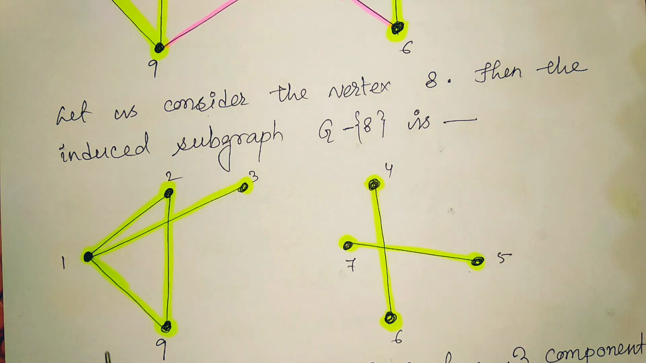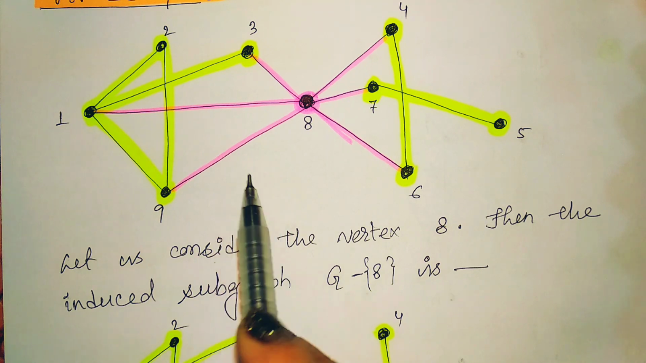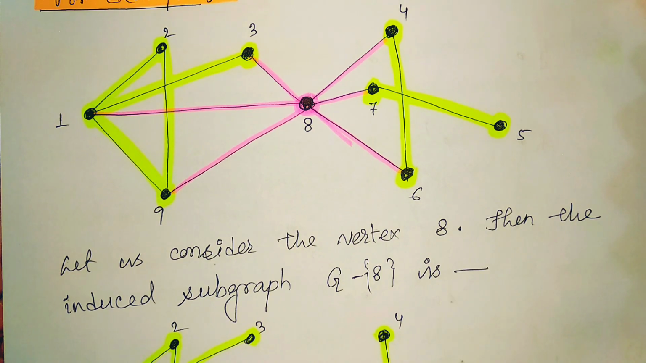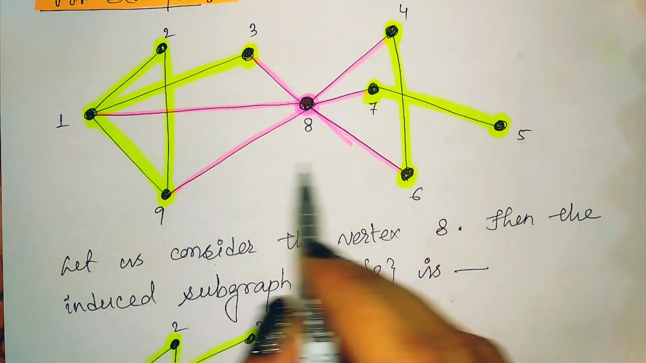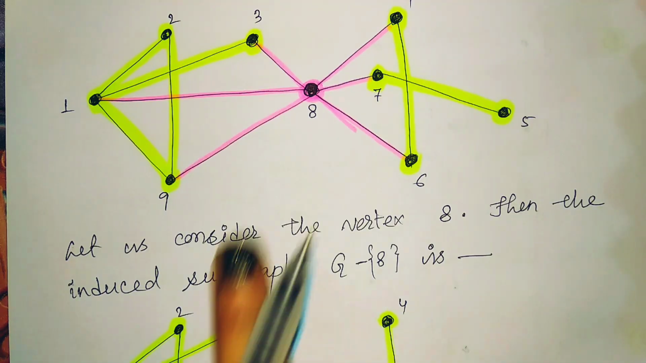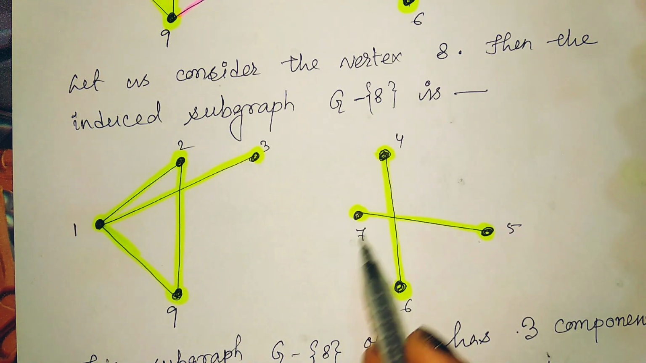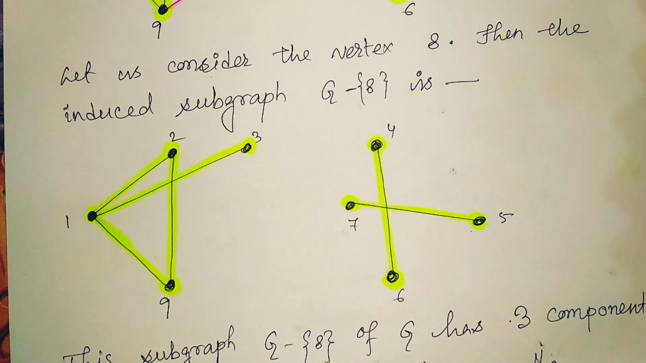So if by removal of only one vertex from the given graph, the number of components in the induced subgraph increases, then it is called an articulation point. Here the vertex 8 is the articulation point for this particular graph, because after deletion of it, we find the induced subgraph with a total of 3 components, which is 2 more than the original graph. So this is our articulation point.